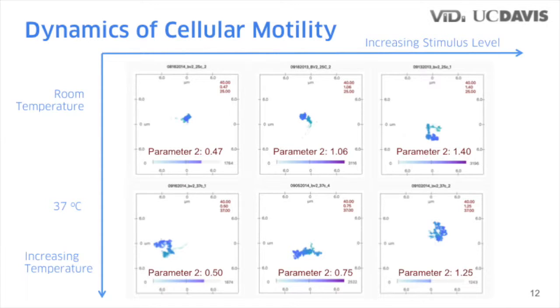The second row shows the experiments carried out at 37 degrees Celsius with similar stimulus magnitude. We can see that the cells exhibit a higher degree of cell mobility compared to room temperature, regardless of the magnitude of the stimulus. And this mobility cannot be increased further.